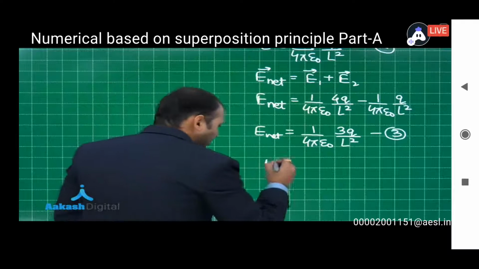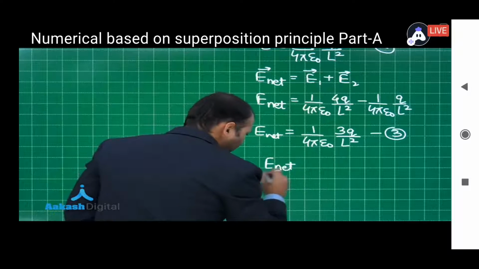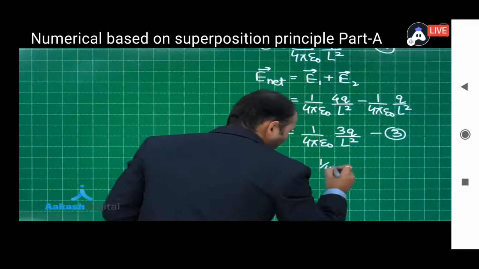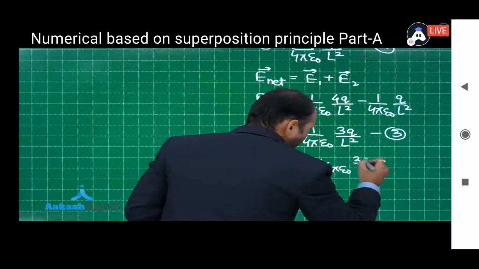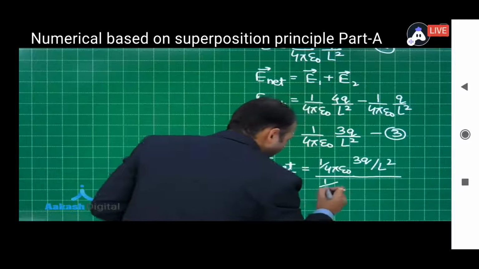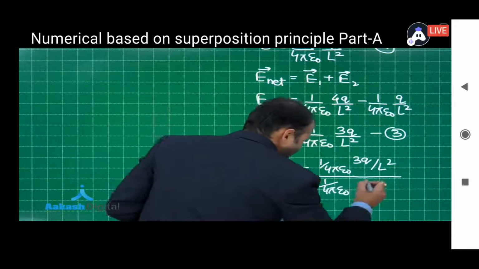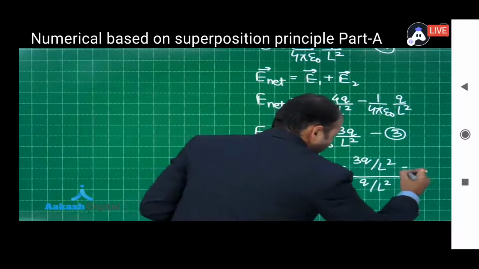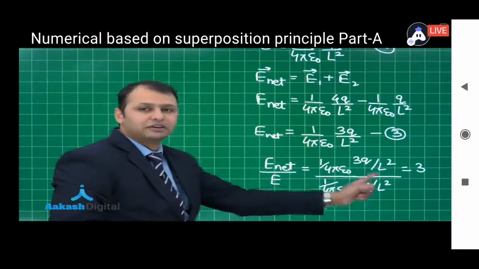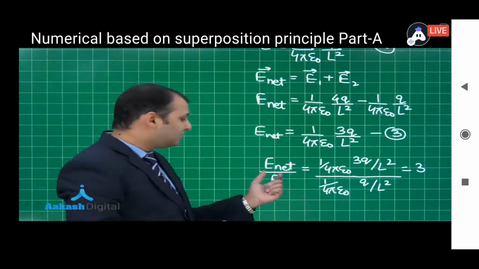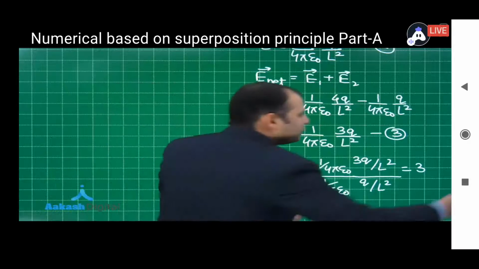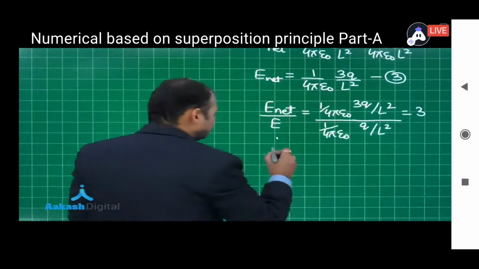Now if you write the value of E net divided by E, you will get 1 by 4 pi epsilon naught 3q by L square, divided by 1 upon 4 pi epsilon naught q by L square, and the solution would be 3. Here you can see an important thing. This is just the magnitude of the electric field. So you will say that the net electric field is 3 times the original electric field. But the vectorial form is important for you to understand.